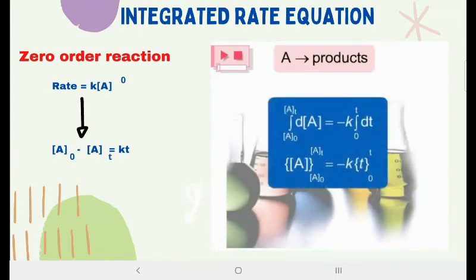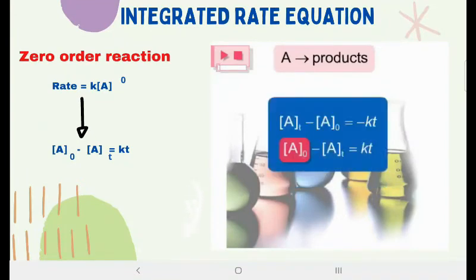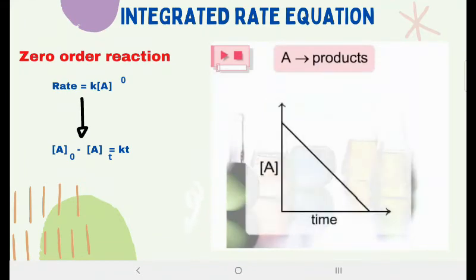After integration and multiplication by -1, we obtain the following rate equation. The initial concentration of A minus the concentration of A at time t equals the rate constant multiplied by the time t. The concentration is a function of time, and the graph obtained is linear. The graph of concentration against time for a zero-order reaction has a negative slope.